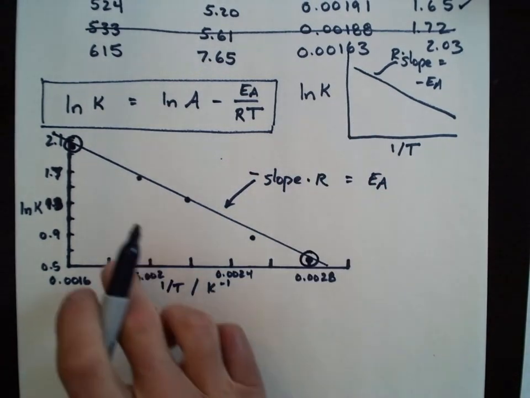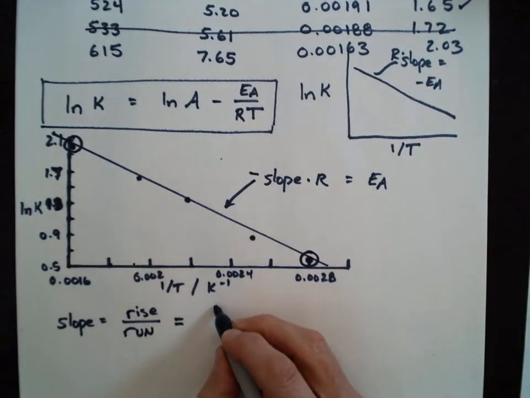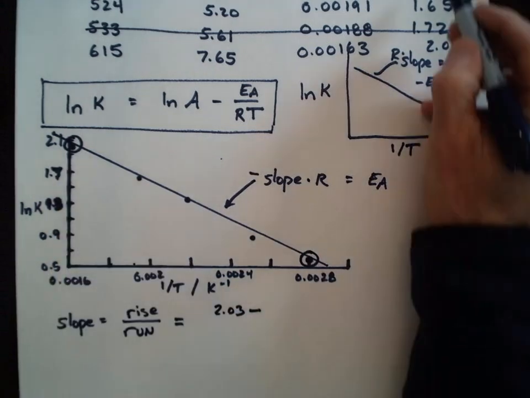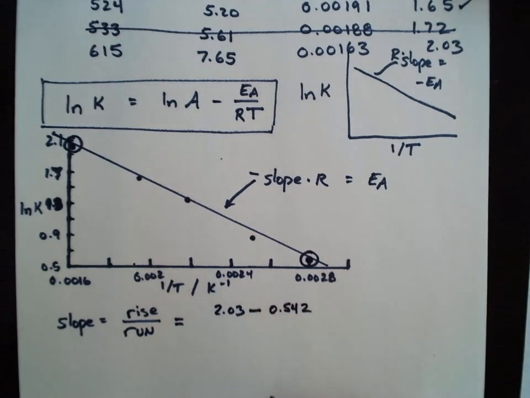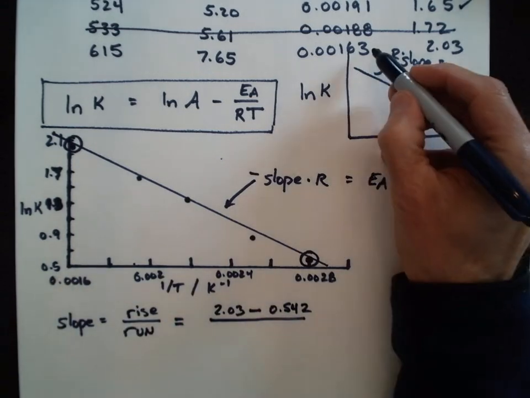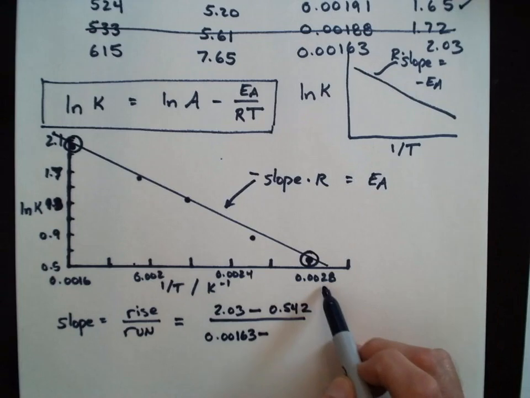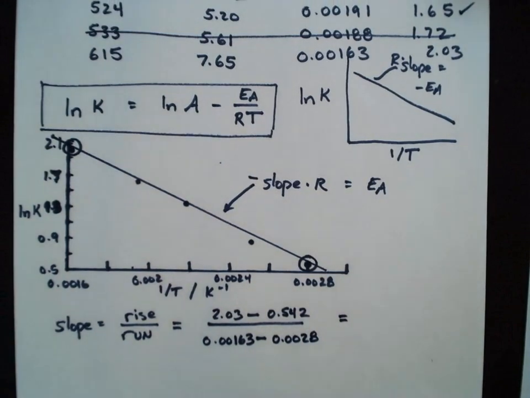So the rise is going to be, let's see, if we're taking this point here, 2.03. That's this, minus this initial point, which would be 0.542. And we'll divide that by the run, which is the distance in this direction. So it's going to be 0.00163 minus, almost, 0.0028. That's our rise over our run.